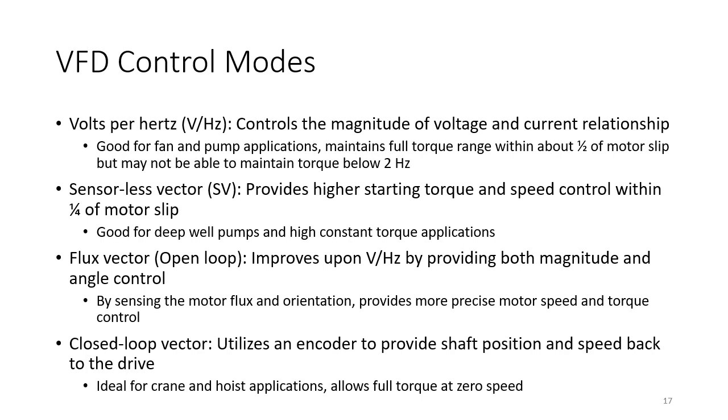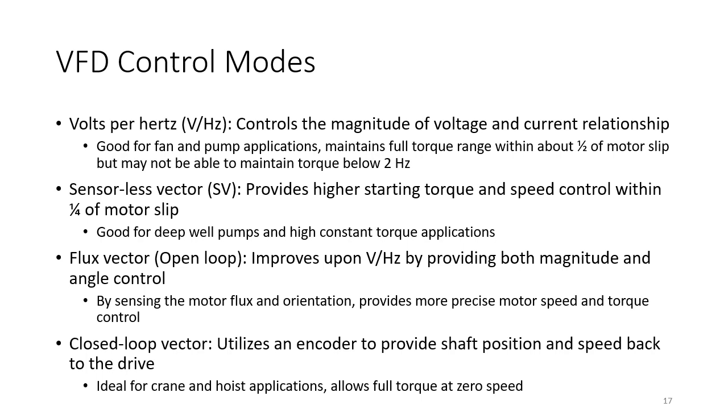Now you can also have flux vector control. This is open loop. It improves on volts per hertz by providing both magnitude and angle control. So what the VFD does is it senses the motor flux and orientation, and it can provide more precise motor speed and torque control. But again, you need more electronics to do this and bigger control electronics. So this sort of flux vector control does cost more, although it does give you more accuracy of control.